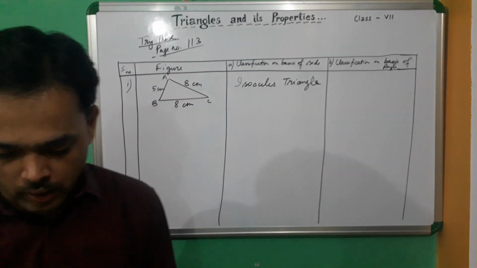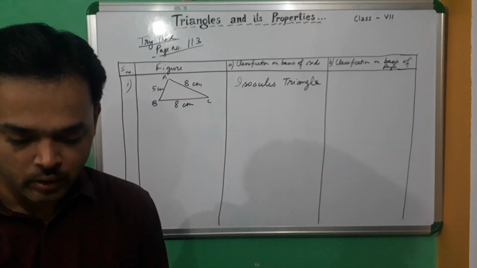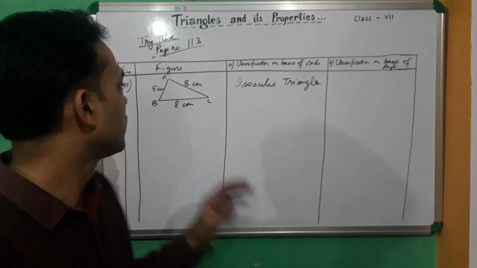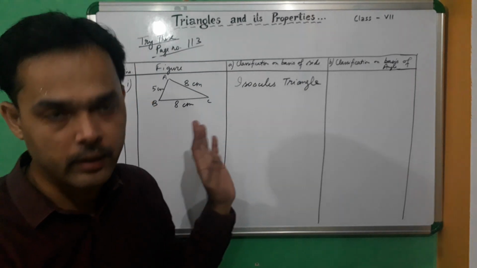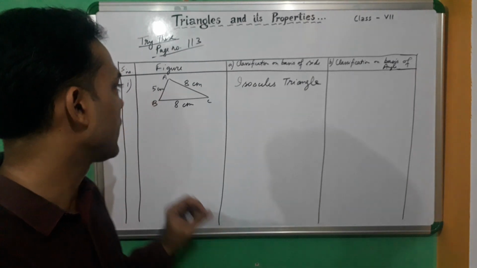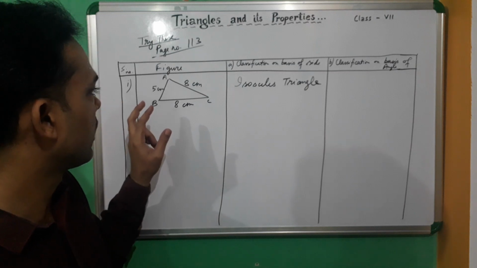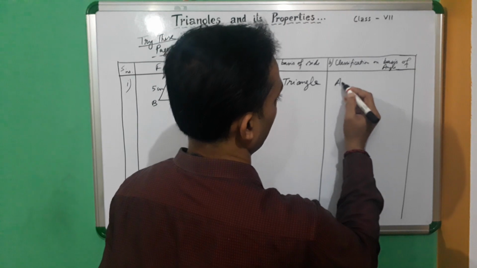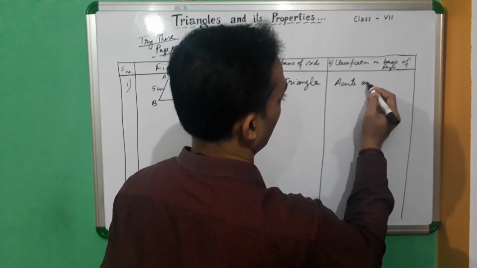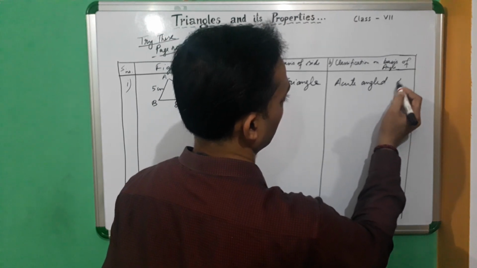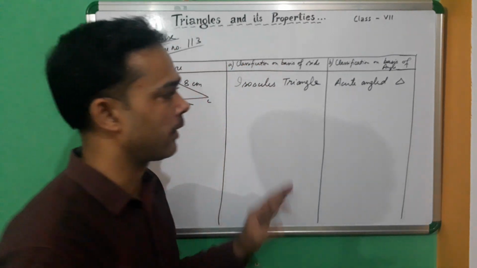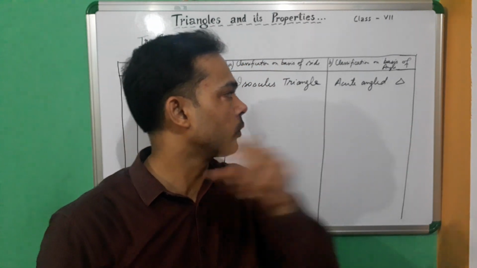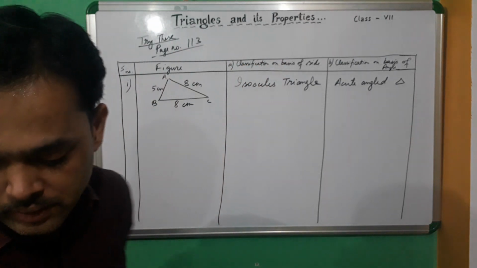Now let us see on the basis of angle. On the basis of angle, you are observing over here in the figure very clearly that it is an acute angled triangle. So here you'll mention acute angled triangle. I have made the sign of triangle over here. Now let's see the second part.